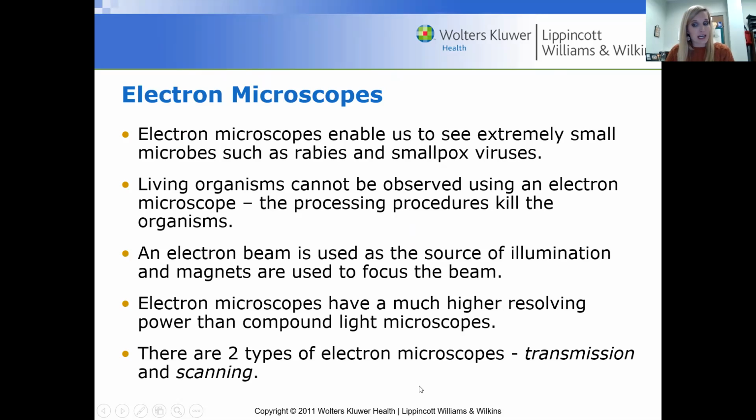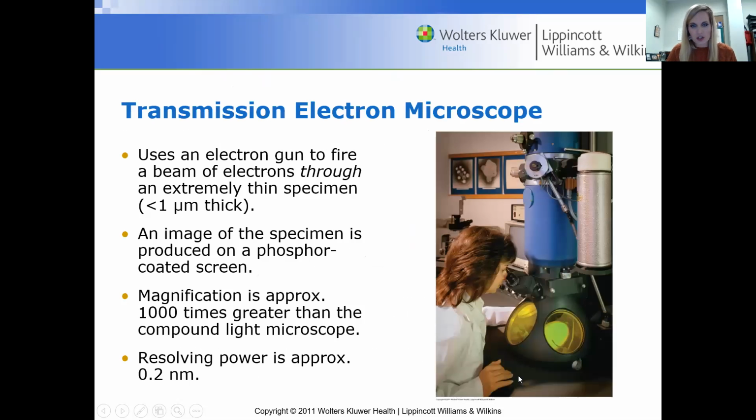And there are two different types. We're going to see transmission and scanning. And really the big difference between the two, I'm going to have you guys just look at an image of the two. You guys aren't going to have to worry too much about the difference between the two. This just shows you a picture here of someone using a transmission electron microscope. You can see it's a much larger, much more significant instrument.